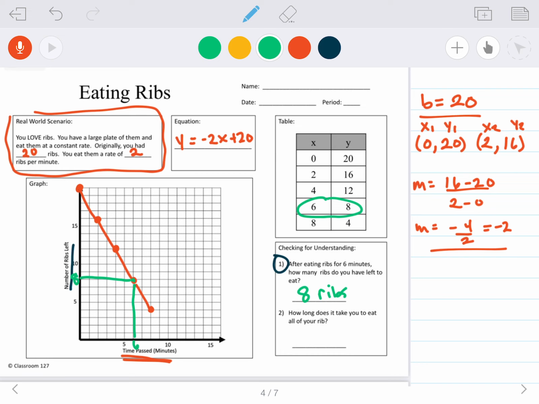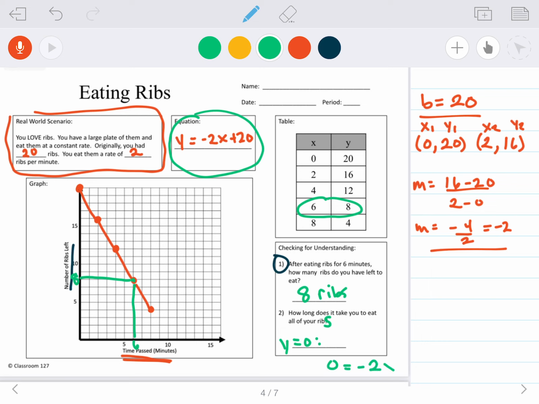How long does it take for you to eat all of your ribs? All right, so what does that mean? Well, that means when there's 0 ribs left. That means when y equals 0. How long is it going to take? Well, we have to use this equation right here because we don't have y equals 0 in our table. So I'm going to let y equal 0, and I'm going to solve for x.